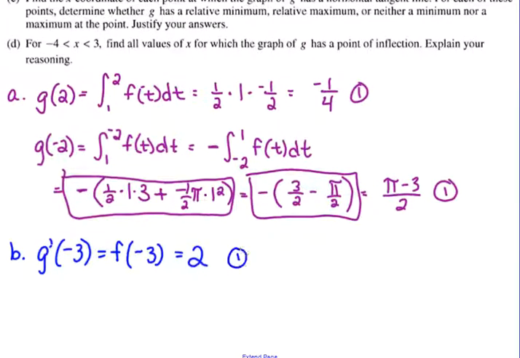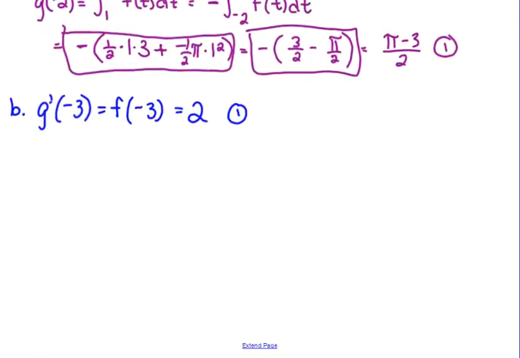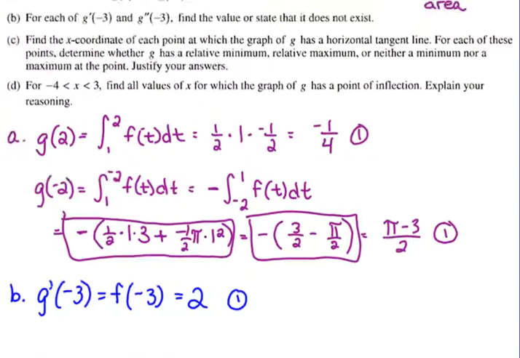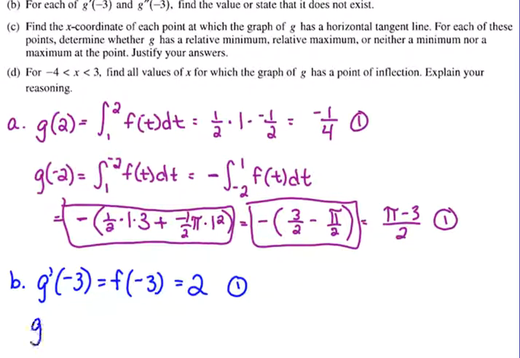Again, you get 1 point for that. No setup, nothing like that, just 1 point, right or wrong. G double prime of negative 3.